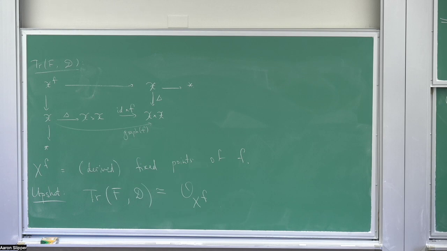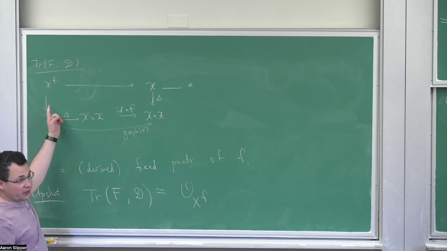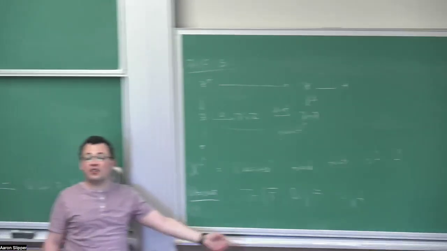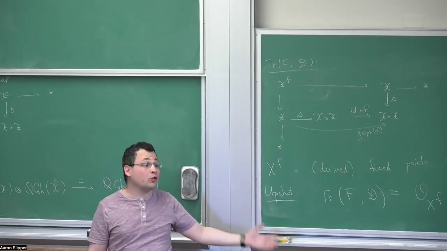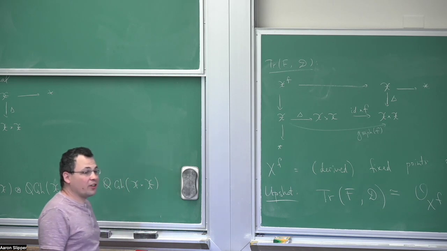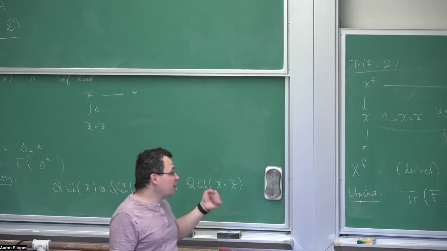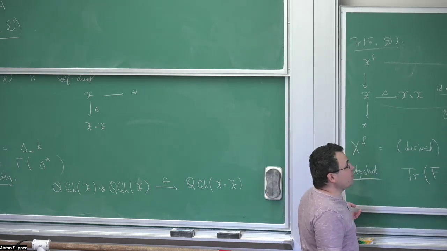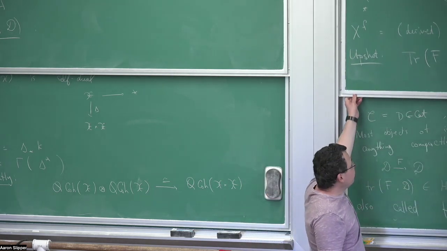In particular, a special case of this is if F is the identity. And this is saying that the Hochschild homology of quasi-coherent sheaves is functions on the derived loop space. The derived fixed points of the identity is one of the definitions of the derived loop space.